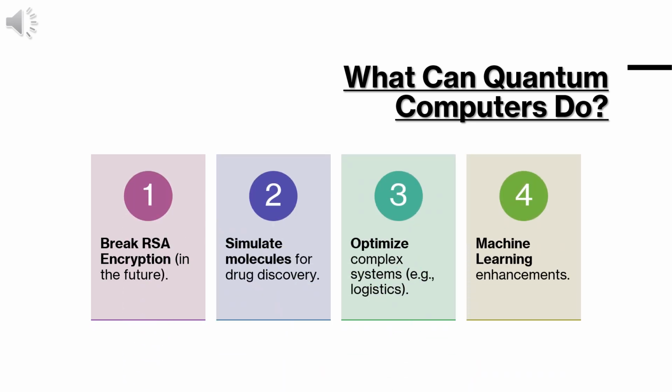So, what can quantum computers actually do? They're especially good at solving problems that involve massive combinations or patterns. For example, they could one day break encryption by factoring huge numbers quickly. They can simulate molecules, which helps with drug discovery and chemistry. They can also optimize logistics, like the fastest delivery routes. And they might help improve AI by finding patterns that are too complex for normal computers.